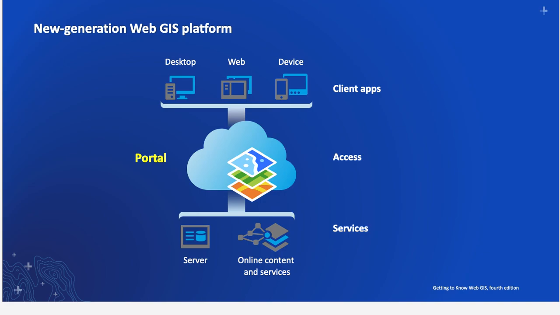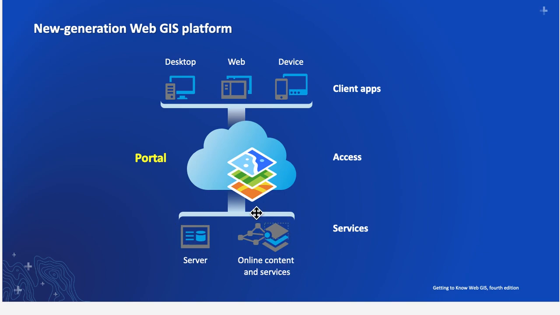So this is a diagram of the new generation WebGIS platform. We can see here that at the center of the new GIS architecture is a portal. And this portal includes ArcGIS Online or Portal for ArcGIS. This portal represents a gateway for accessing all spatial products in an organization. The portal helps to organize, secure, and facilitate geographic information products.